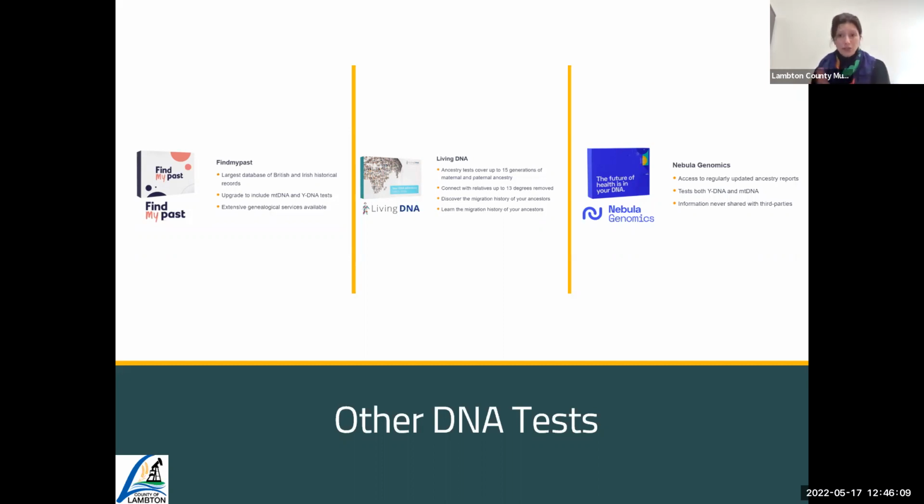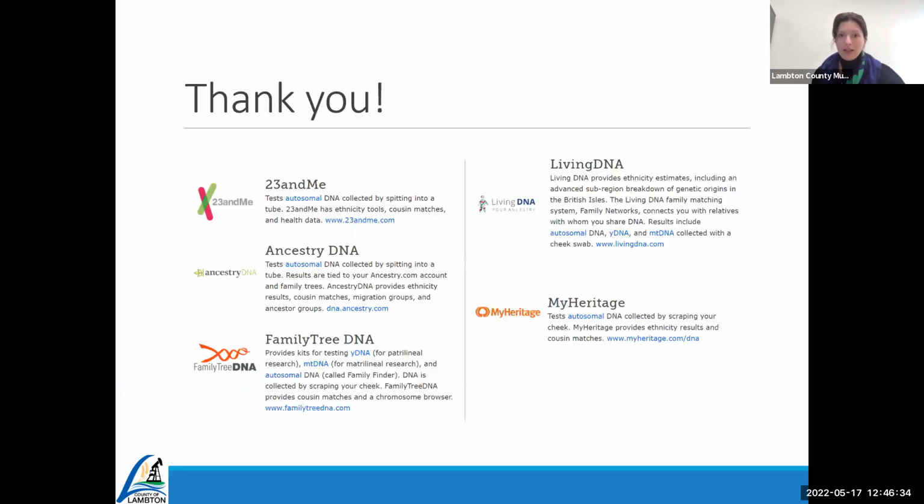I do want to highlight that our job here at the archives is not to recommend which one of these DNA tests to take and which one's better than the other. They all have pros and cons in their own unique way. Our job here is to educate and to provide you the information to help you make an informed decision on which test best works for your needs.